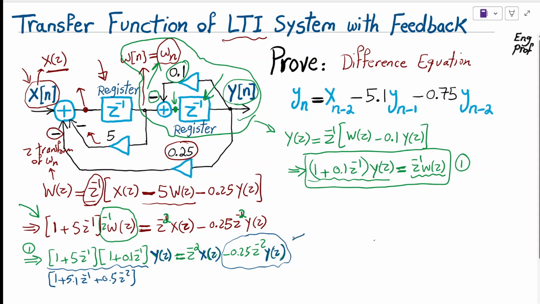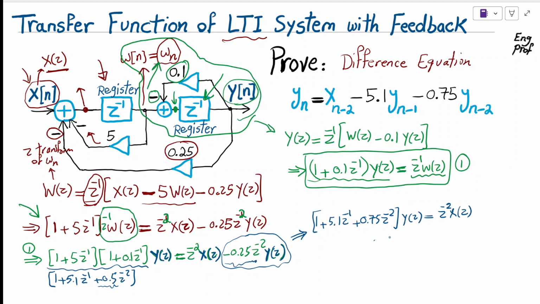So if I do that, we end up with 1 plus 0.1 z minus 1, and then we have 0.5, and then this one becomes positive on the other side, adds to 0.5, so becomes 0.75 z minus 2 times Y(z) equal to z minus 2 X(z). All right, we are almost there.